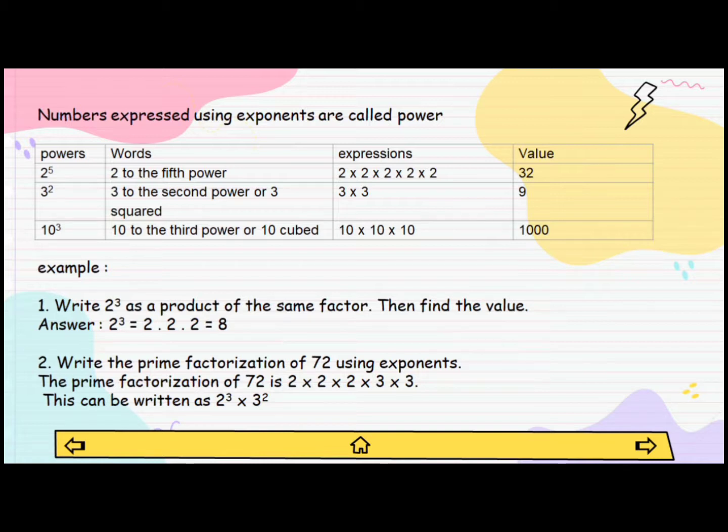Example number 2. Write the prime factorization of 72 using exponents. The answer, the prime factorization of 72 is 2 times 2 times 2 times 3 times 3. This can be written as 2 cubed times 3 squared.